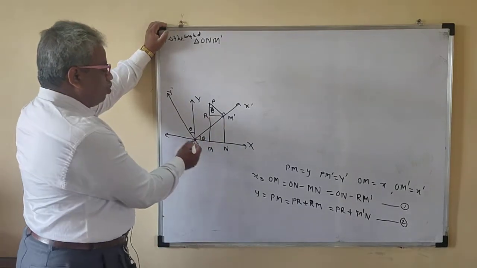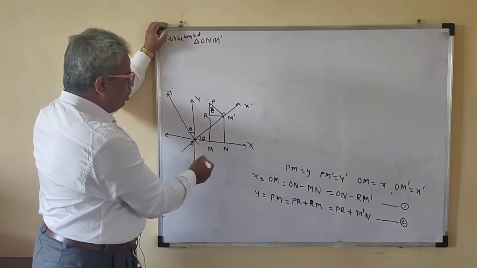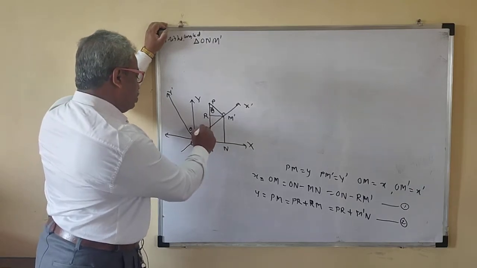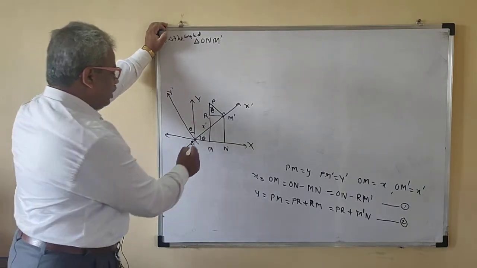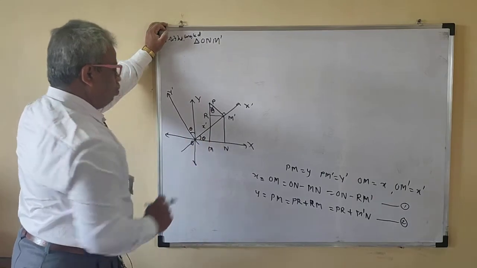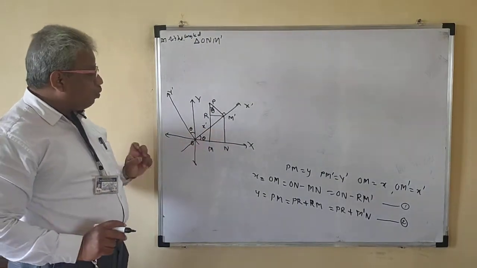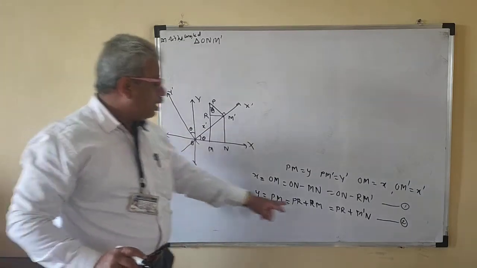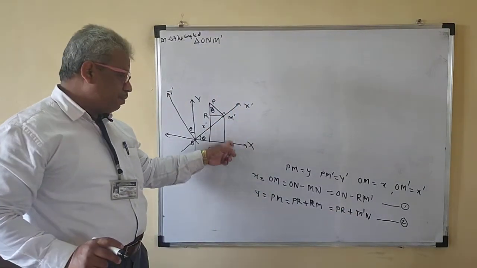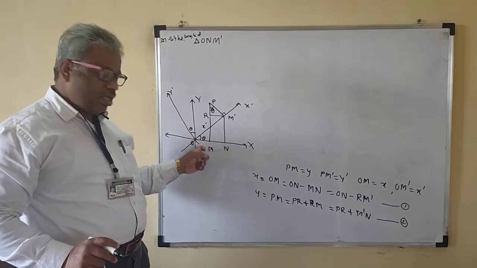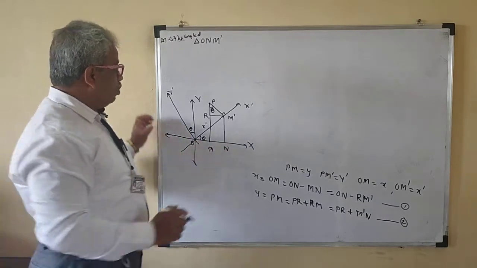What is ON prime? This angle is known to you. Now which value is known to you? This value is known to you. This is X prime. And you know only the x prime here. You don't know the value of this. We want the value of this, that is M prime N, and you also want the ON. So what is ON?